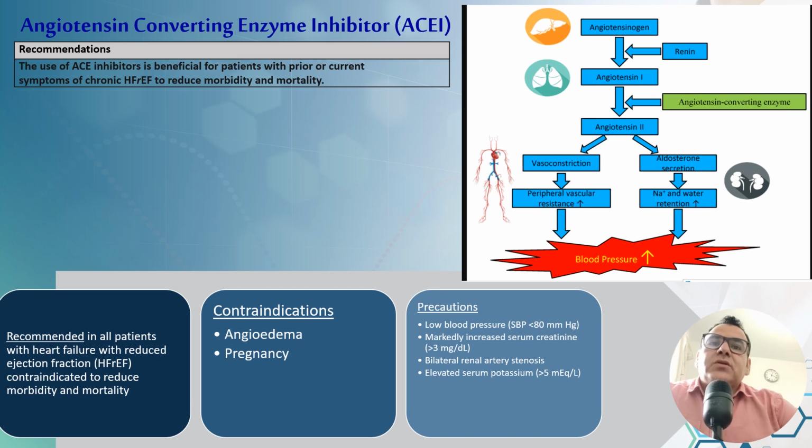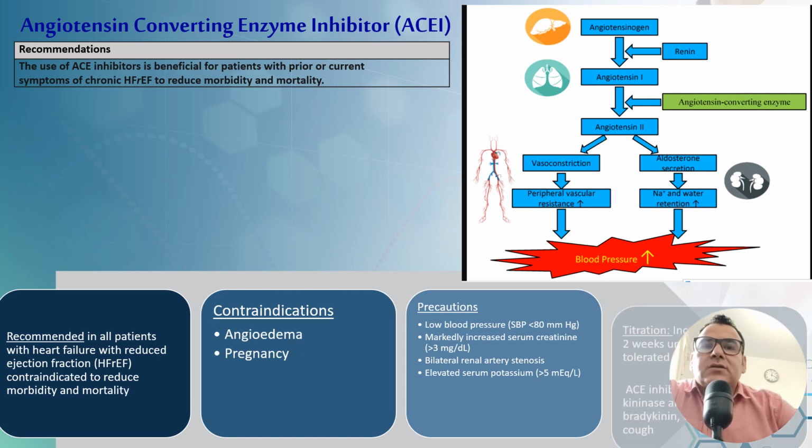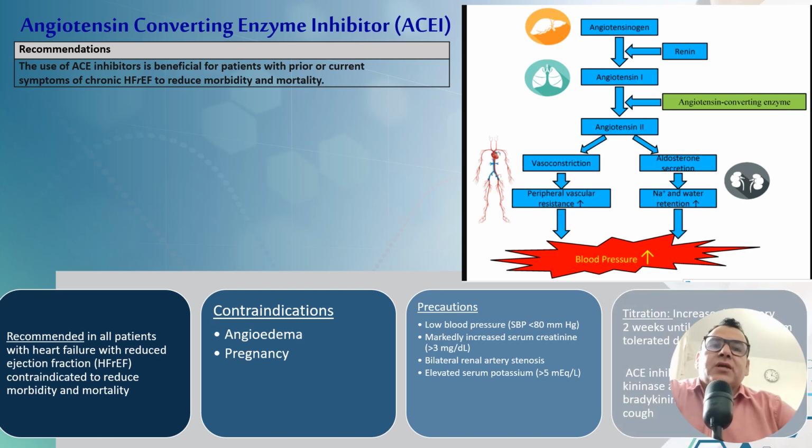Precaution: it should be used with caution in patients with low blood pressure, where systolic blood pressure is less than 80, because they reduce blood pressure. With markedly elevated serum creatinine above 3, because they can be renal toxic. Bilateral renal artery stenosis, also, in these patients they will produce AKI. And hyperkalemia above 5, because ACE inhibitors are very famous for causing hyperkalemia. So a patient with serum potassium more than 5 is at risk of hyperkalemia.